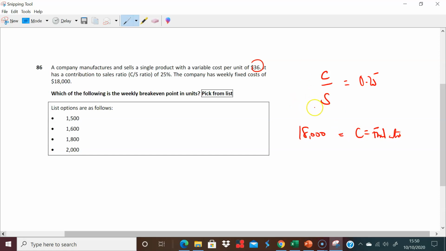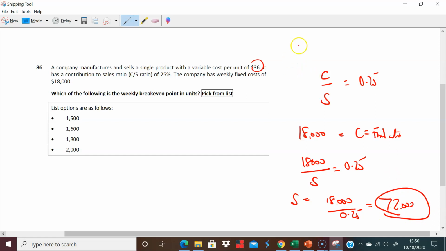So we can think of the situation at break-even. We can find the break-even revenue, because if contribution is equal to fixed costs, which is 18 grand, we know that 18 grand divided by sales is equal to 0.25. So we can find sales. The sales at break-even are equal to 18,000 divided by 0.25, which takes us to 72,000. So therefore, sales are 72,000.